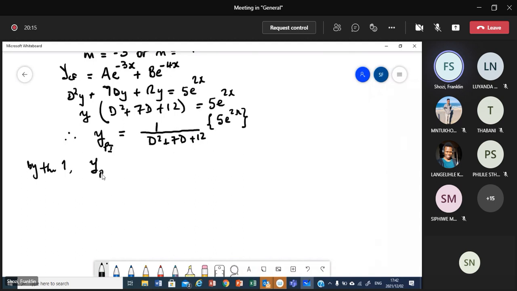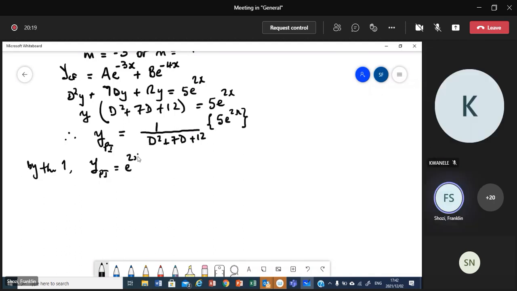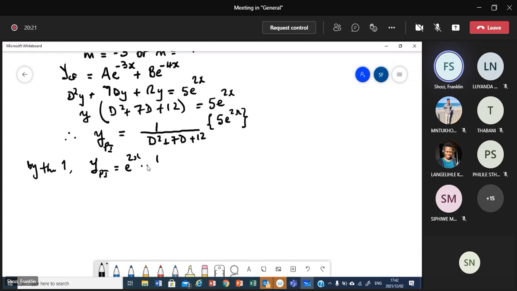So my YPI is going to be e to the power 2x in front. Don't forget, 1 all over. There is d, which is replaced by 2. That is 2 squared plus 7 times 2 plus 12. And I'm left with a 5 there. That gives me, using theorem 1, e to the power 2x times 1 all over.